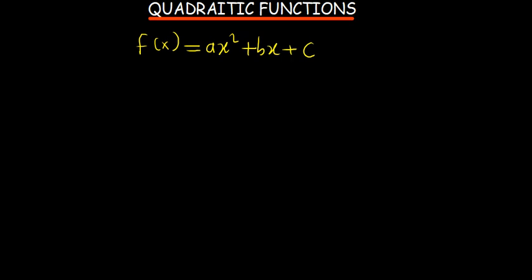Since we know that this is a quadratic function, we can make this function an equation. To make it an equation, we're going to equate the function to 0. That means it becomes ax squared plus bx plus c is equal to 0. So in this case, it has become an equation from a function.